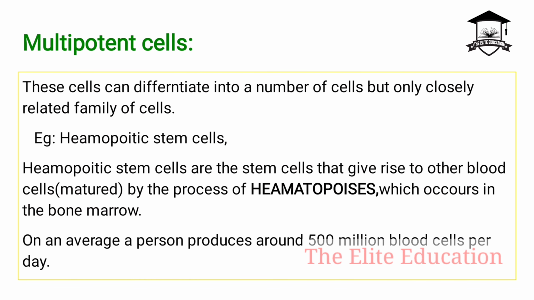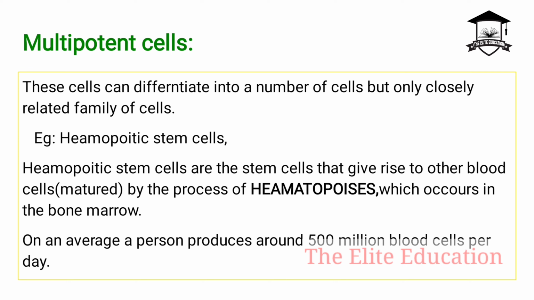The next is the multipotent cells. These cells can differentiate into a number of cells, but only a closely related family of cells. So multipotent cells can give rise to a number of products, but those products are restricted to a certain family only. The best example is hemopoietic stem cells. Hemopoietic stem cells give rise to other blood cells that are matured by the process of hematopoiesis, which occurs in the bone marrow. On average, a person produces around 500 million blood cells per day.